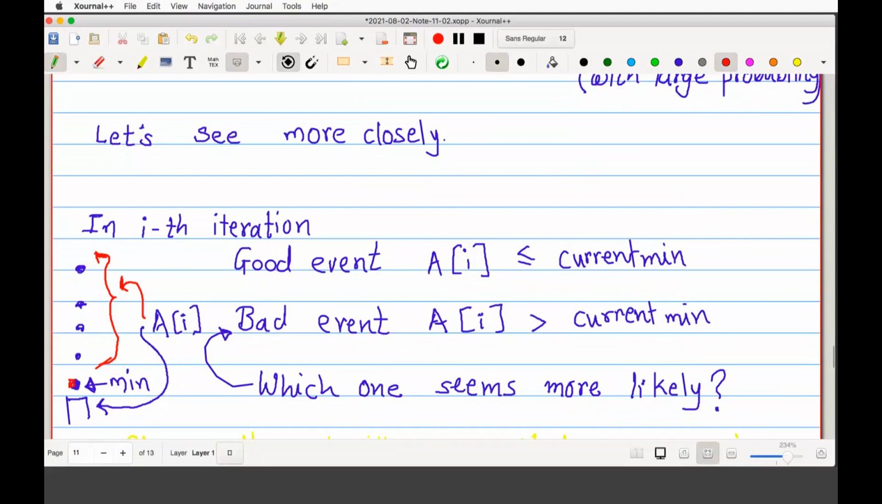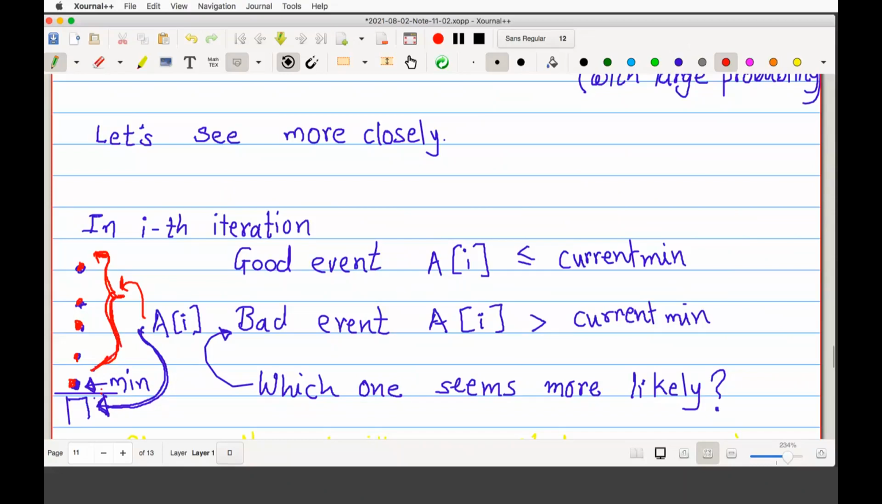So suppose this is my current set of elements, right? These are the first i minus one elements. And what is the good event? The good event is that Ai falls below the current minimum, right? So it has to fall somewhere below this line. And the bad event is when it is anywhere in this range, anywhere above the minimum one, right?